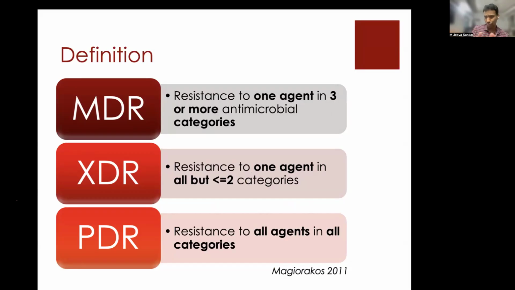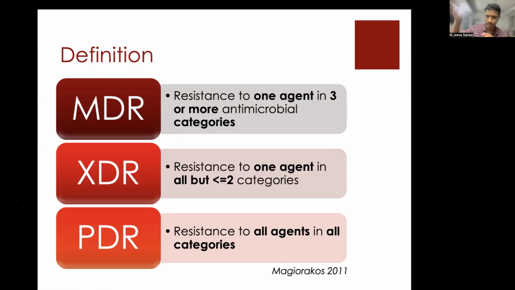This is by Magiorakos in 2011. Multi-drug resistance is resistance to one agent in 3 or more antimicrobial categories. Resistance to one agent in 3 categories or more. Extremely drug resistant is resistance to one agent in all but 2 or fewer categories.